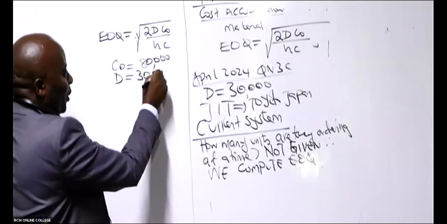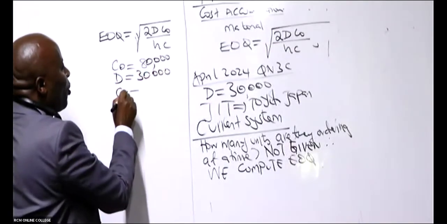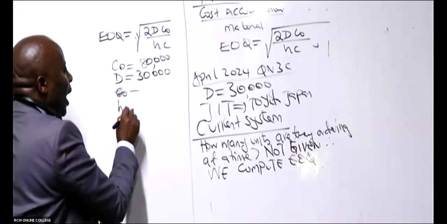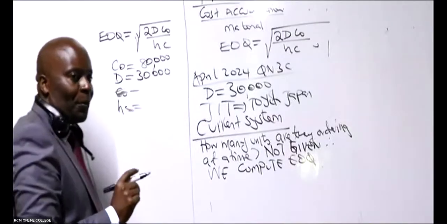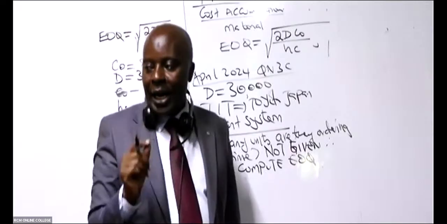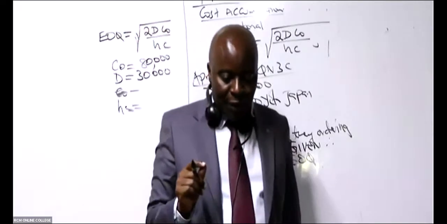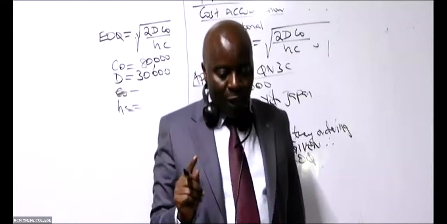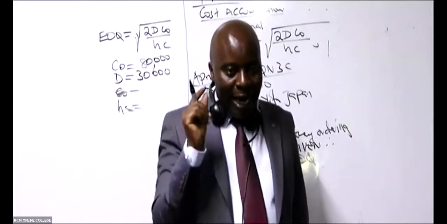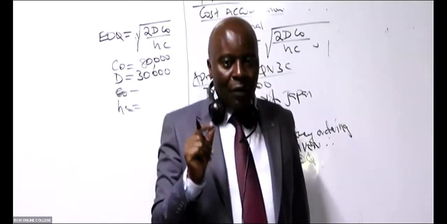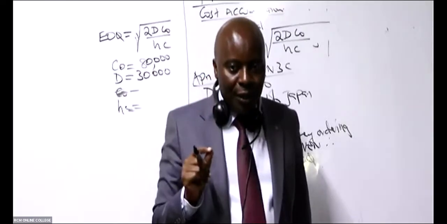Annual demand is 30,000. Do we have cost per order? This is given already. You have given it to me. How about holding cost, holding cost per unit per annum? Has this been given to us? Thank you, Eric. At least Eric is following. For the current system, have they given me the holding cost?